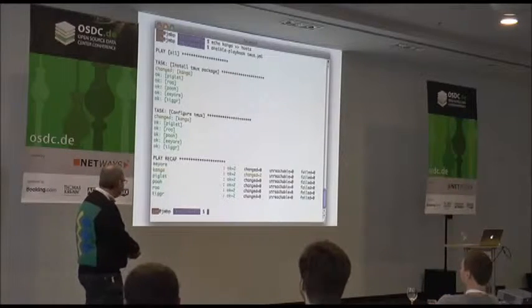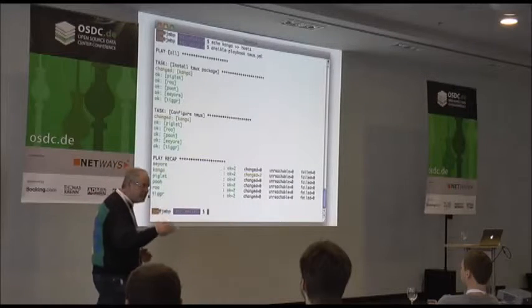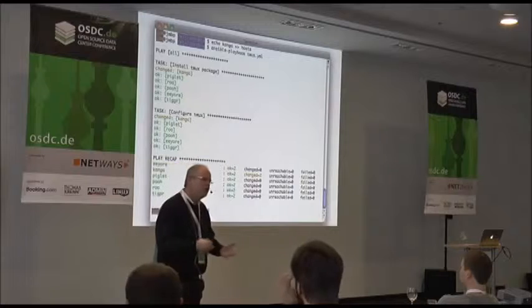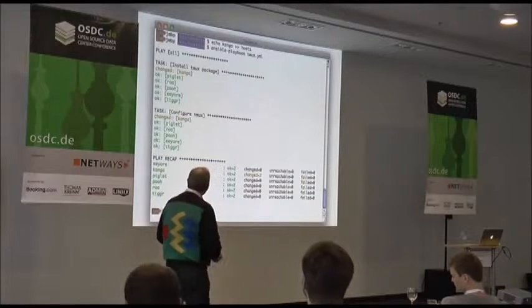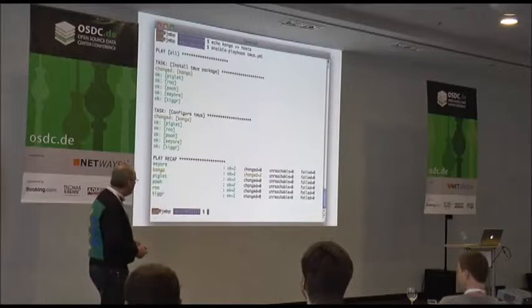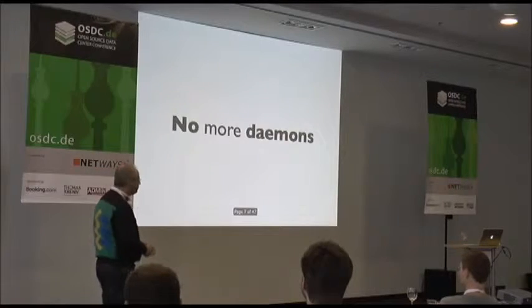And at the end, we have a recap of what happened, the list of hosts that were accessed during this play, during this recipe, which failed, which were unreachable, etc., etc. So that's basically what I would like to see as an easy method of system configuration.